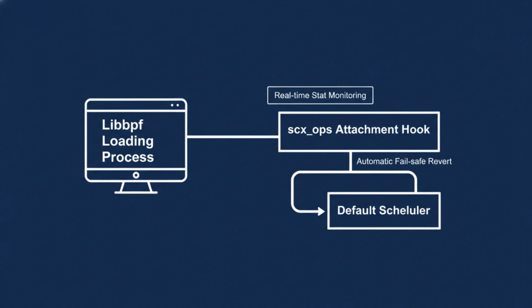Once attached, SCHED Simple takes over scheduling duties for the entire system, or a subset of it. The user space daemon also serves as a critical monitoring point. It can read BPF maps to provide real-time statistics on scheduler performance, such as task wait times and CPU utilization. If the user space daemon crashes or is terminated, SCHED-X has a built-in failsafe that automatically reverts the system to the default kernel scheduler. This high availability feature ensures that an error in your custom scheduler logic doesn't result in a total system hang, a must-have for production environments.